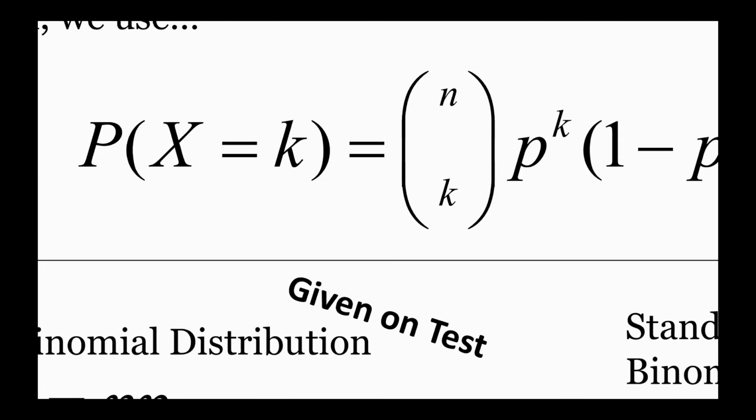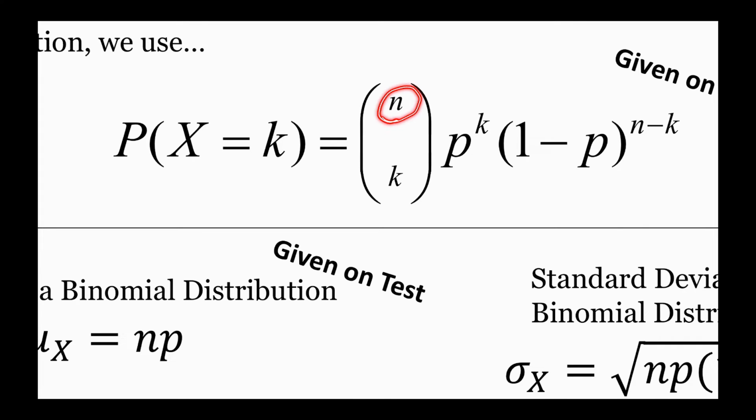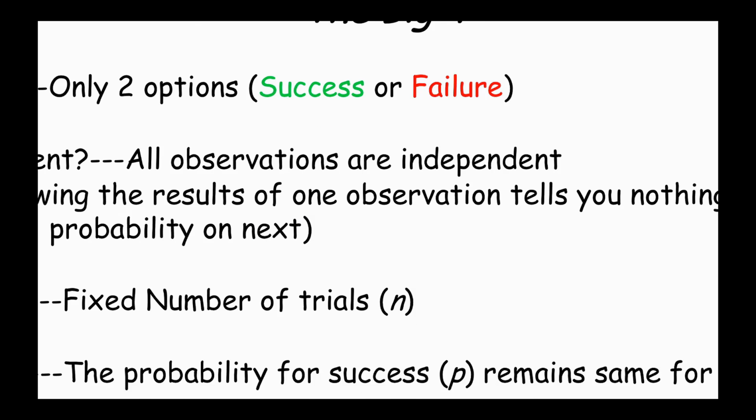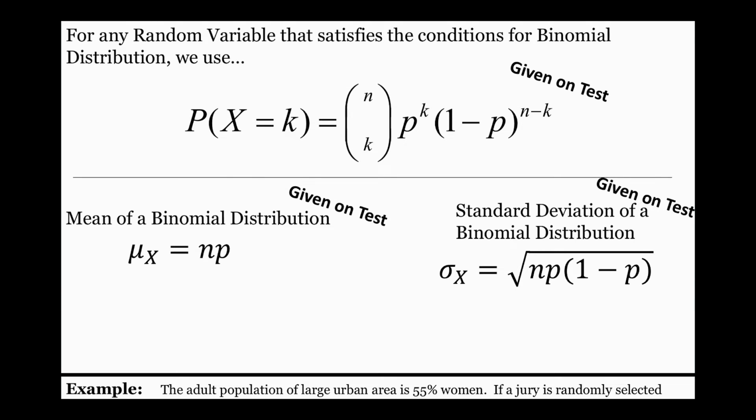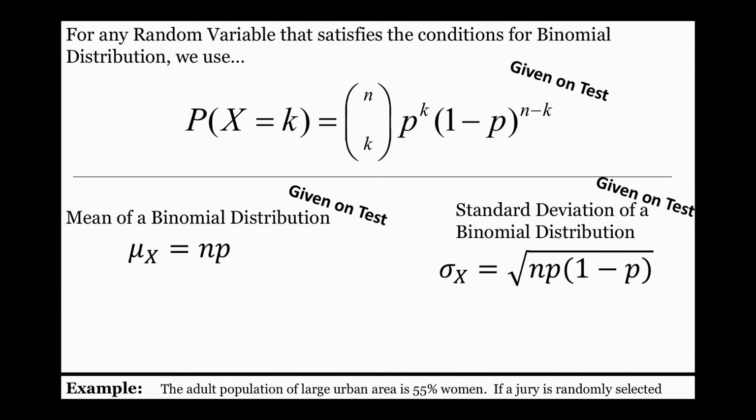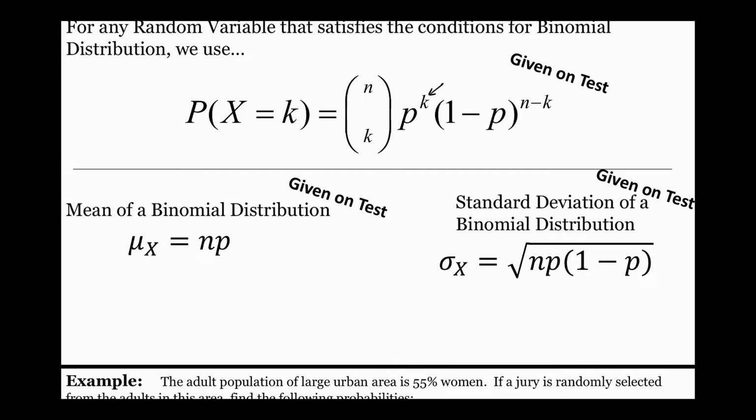The next one, N. What is N again? Number of trials. Fixed number of trials, right? How do I know that? It's written right here in your notes. Okay. K. What was K again? Oh, K is the number of successes. Number of successes. Okay, so let's write that one down. That one's not labeled yet. Number of successes.